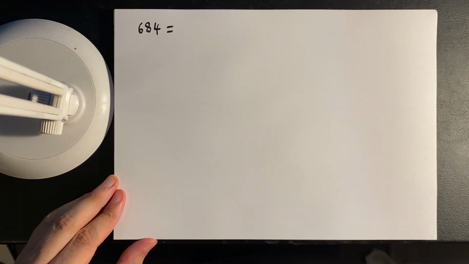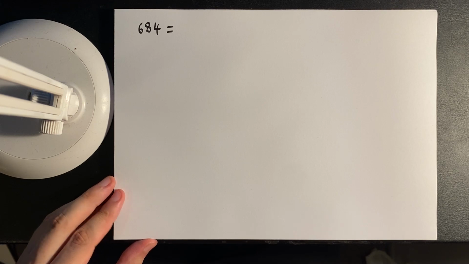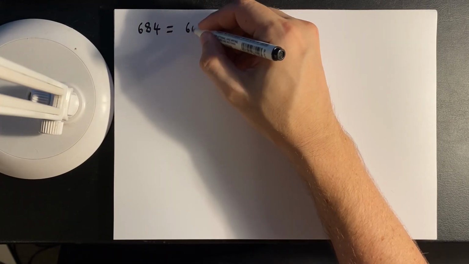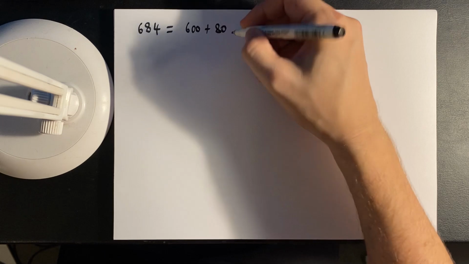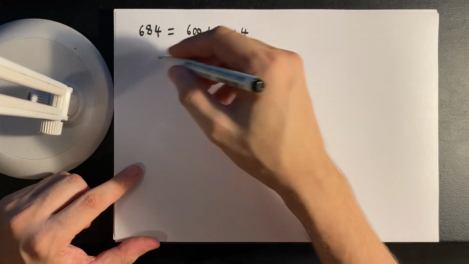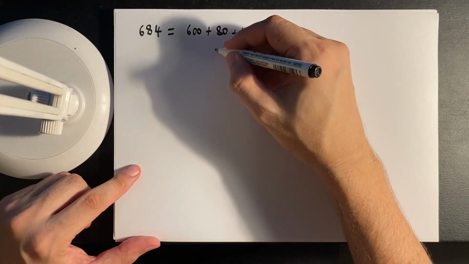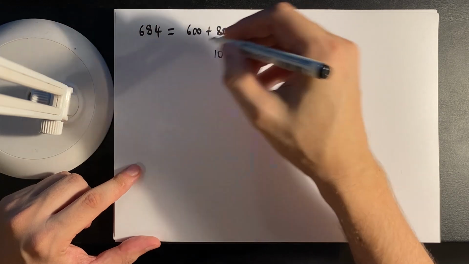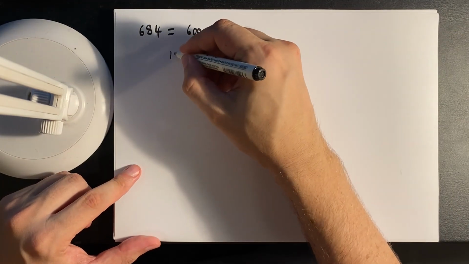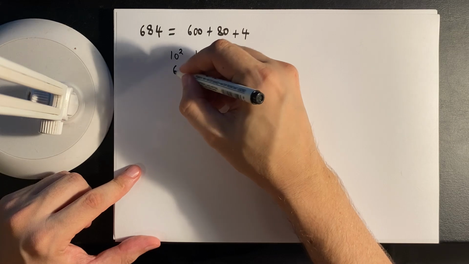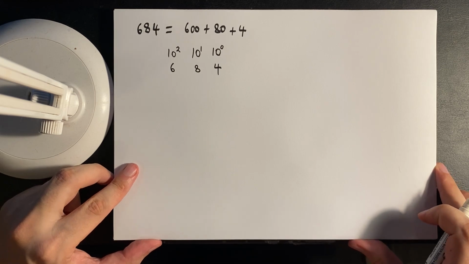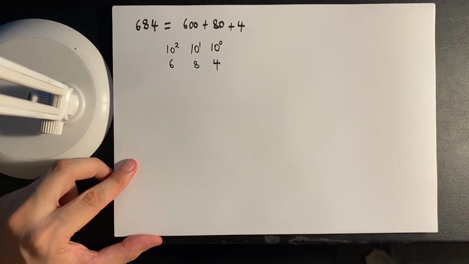684. Now we can write it as 684, or we can decompose it in terms of its digits. So we can have 680 and 4. These positions are independent of each other. We could also take this as a ones digit, which is 10 to the power of 0, a tens digit, which is 10 to the power of 1, and a hundreds digit, which is 10 to the power of 2. 680 and 4.